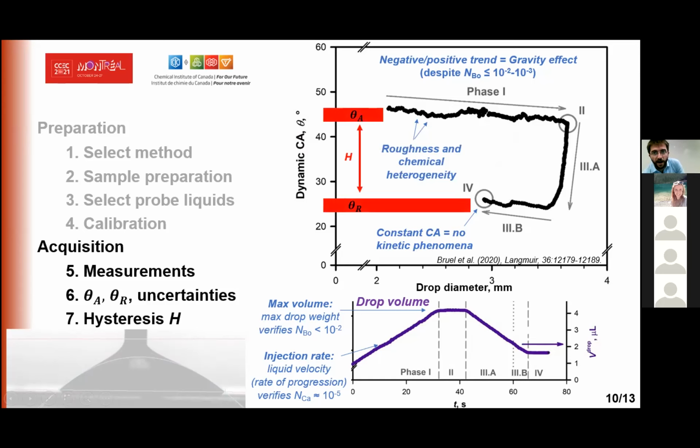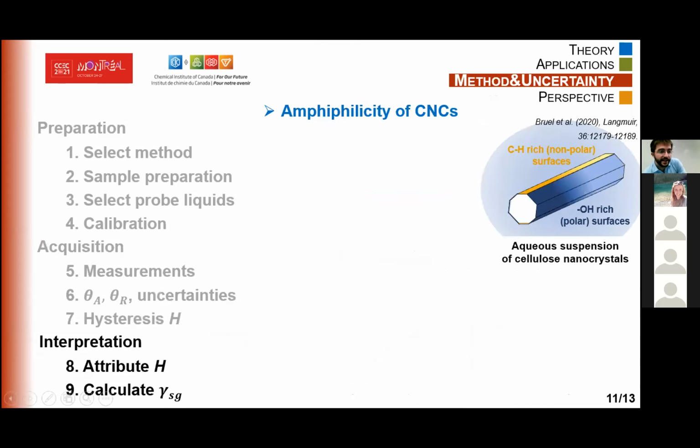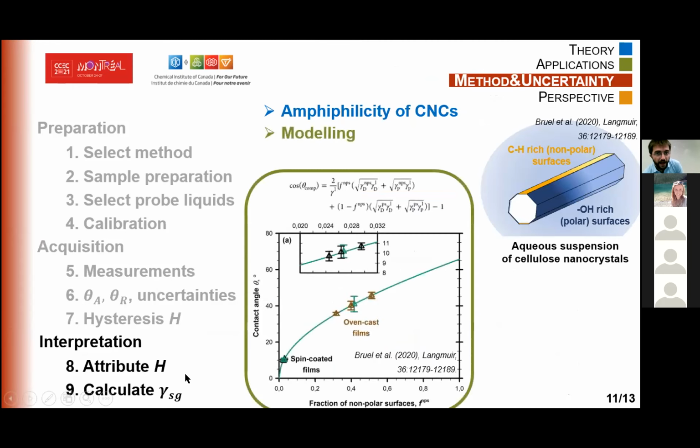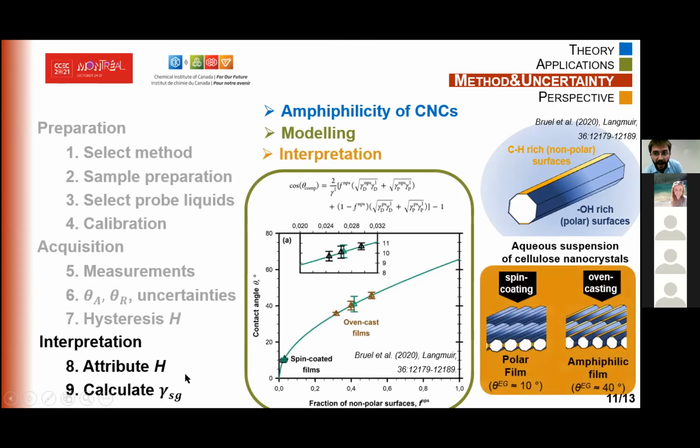And so based on this graph, I can measure the advancing and receding contact angle and their uncertainty. I can measure the hysteresis. Now that I have quality data, I can basically try to attribute the hysteresis. In my case, if you look in the article, we linked it to the hydrophilicity of the particle. Then you can try to perform some modeling to calculate the surface tension. And finally, perform some extra interpretation.